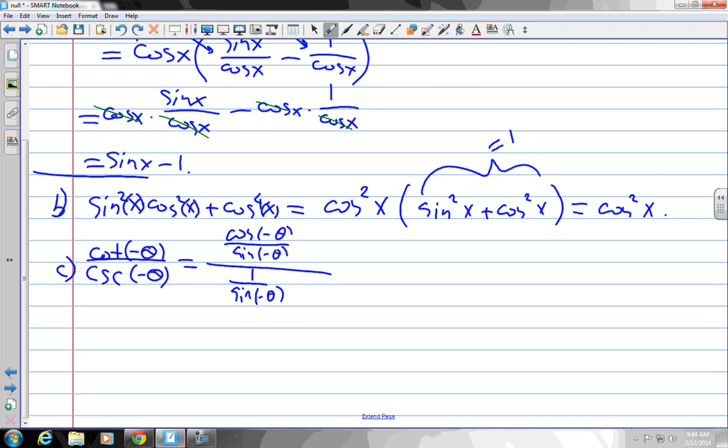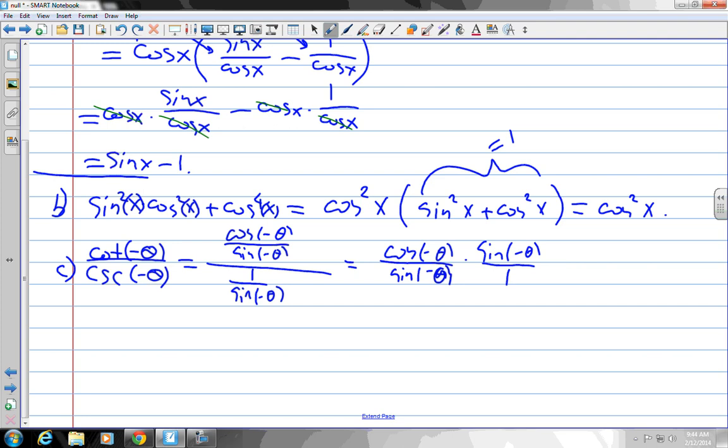It has to be everywhere. So the argument has to be the same. You could have dealt with the negative to begin with, but that's okay. So let me just rewrite it. This is the same as cosine of negative theta over sine of negative theta times the reciprocal, so that's sine of negative theta over 1, right? That's how you divide. You multiply by the reciprocal.